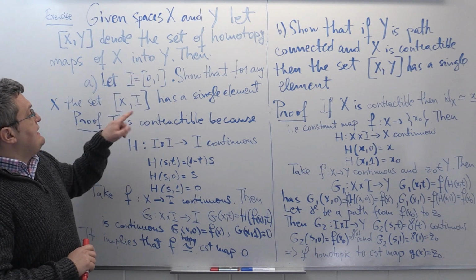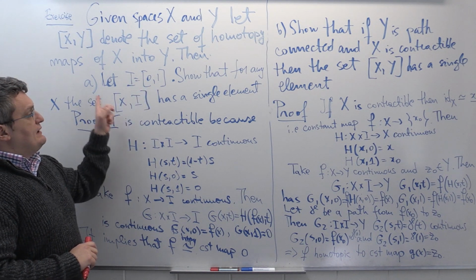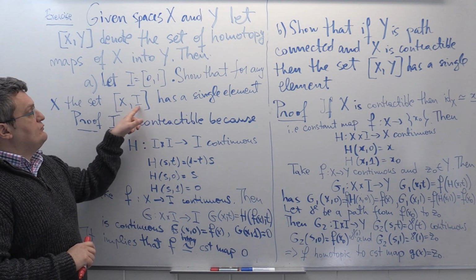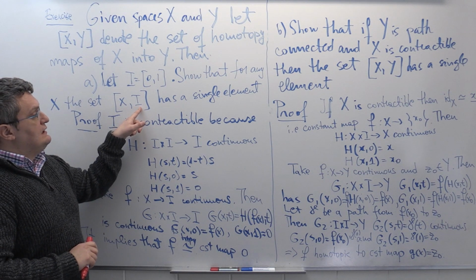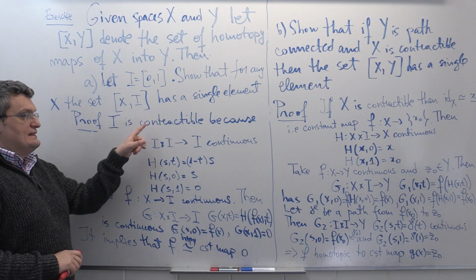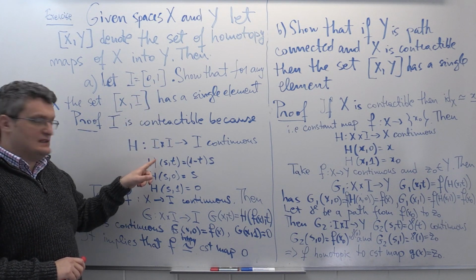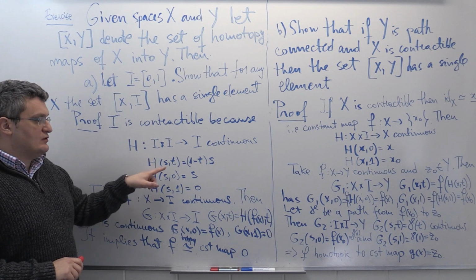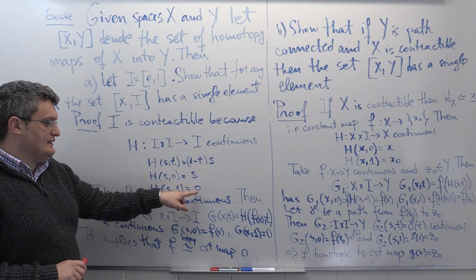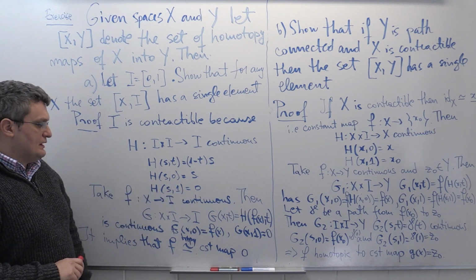Now in case Y is I, which is the interval [0,1], the first part tells you to prove that the set of homotopy maps from X to [0,1] has a single element. So the proof goes like this. I is the interval [0,1], so it's contractible. So we have a homotopy that contracts the interval to 0, or to any point you have in the interval, but this homotopy in particular contracts the interval to 0.